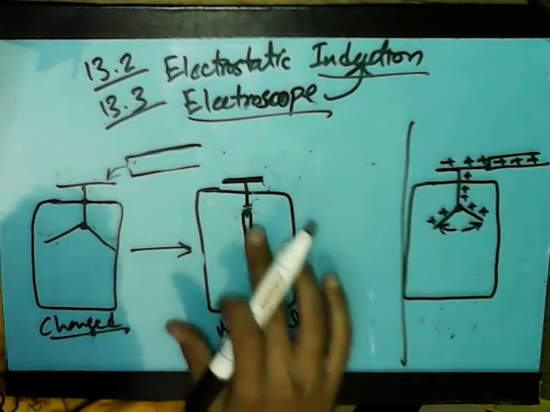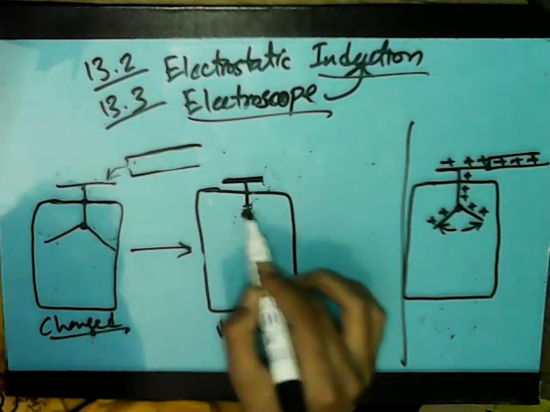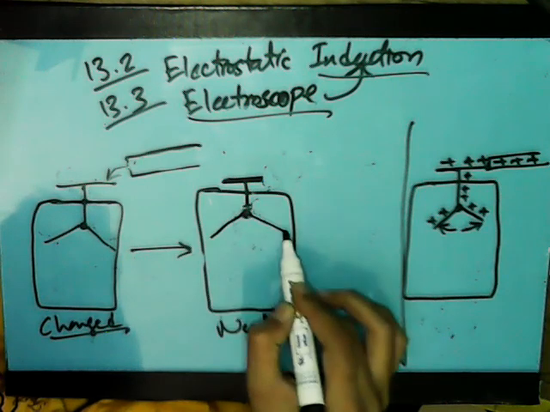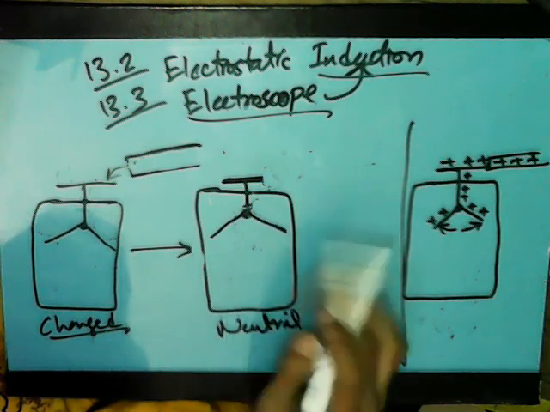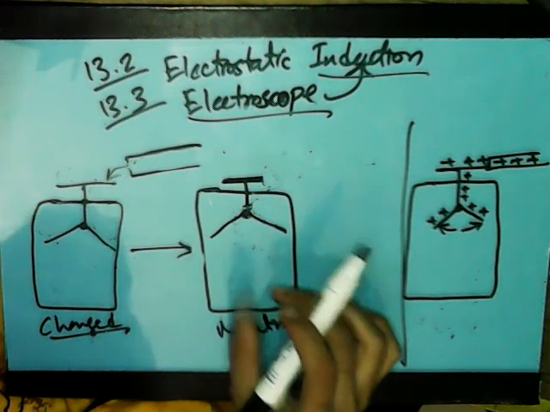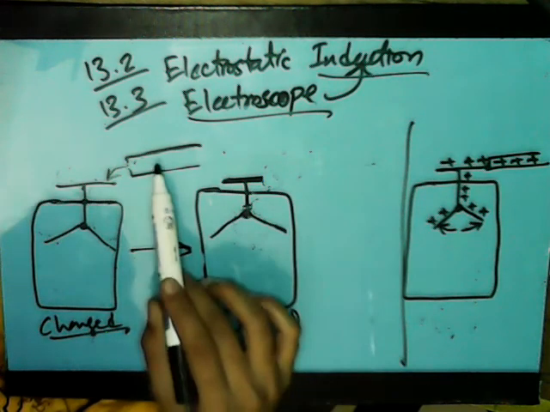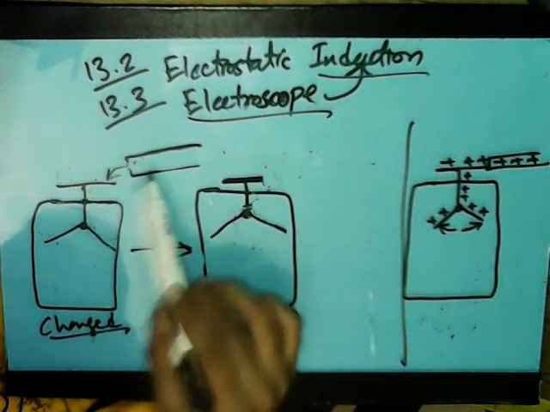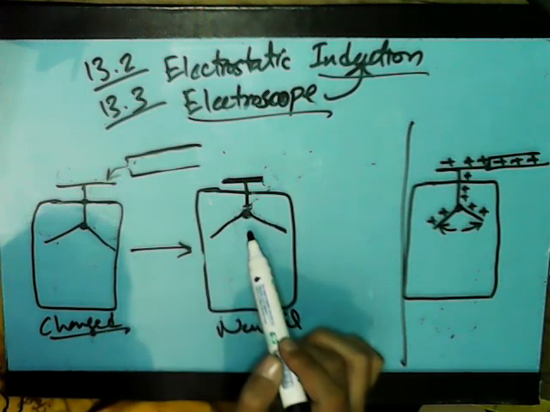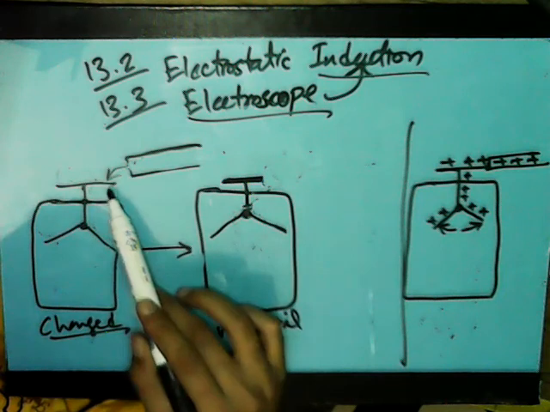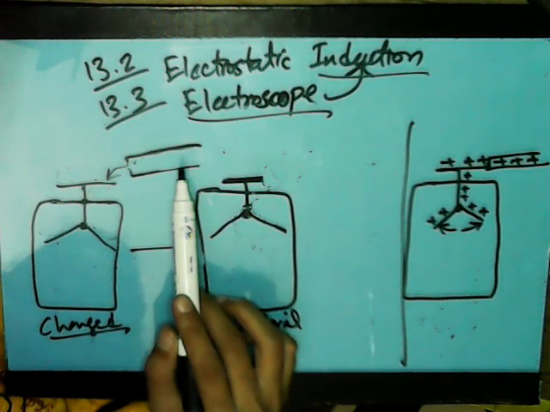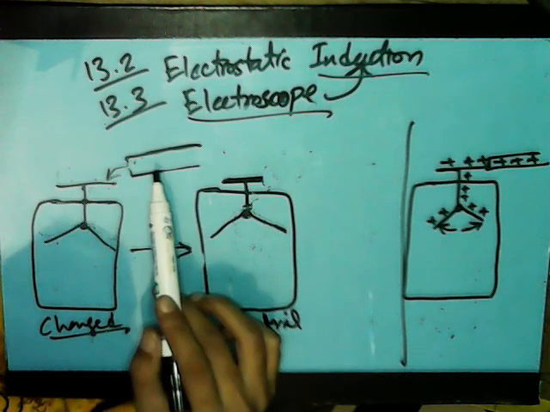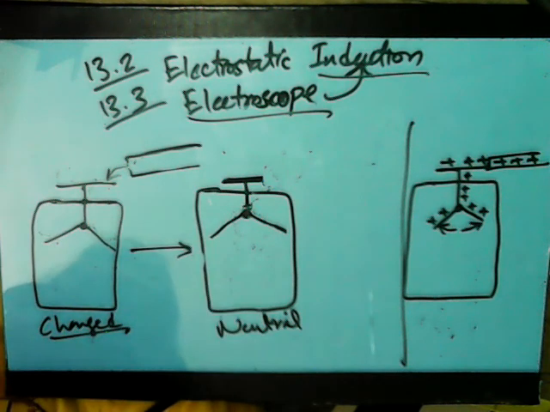But if these foils don't close down, that means that this rod and this electroscope had the same charges, right? If it remains opened up even after touching, then the electroscope as well as this rod have the same charge. If this closes down, then they have opposite charges, right? Now this is how you use an electroscope to identify charges.